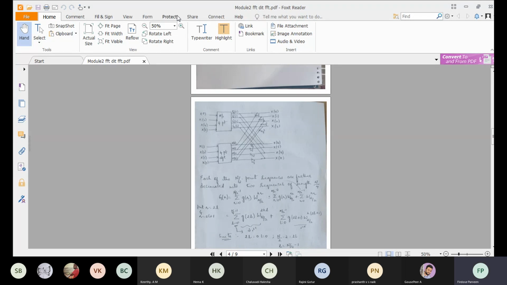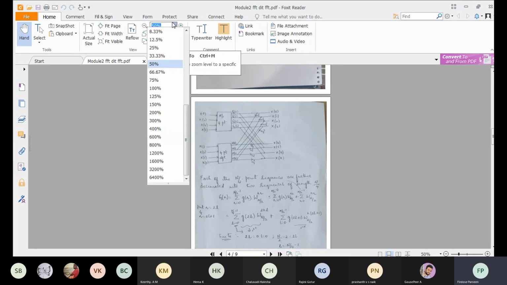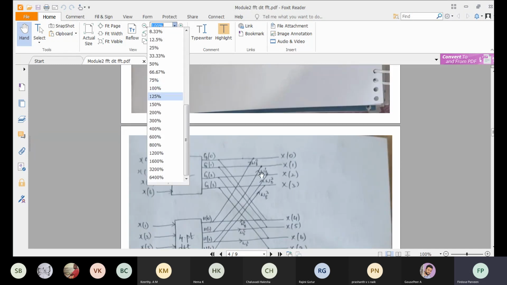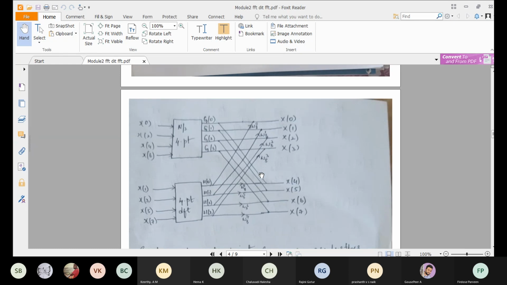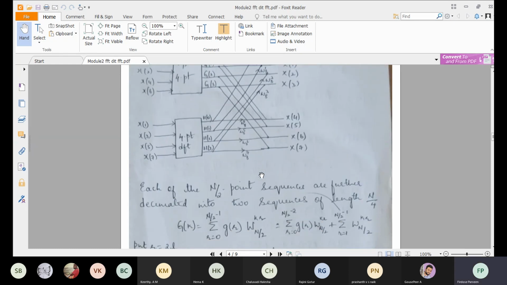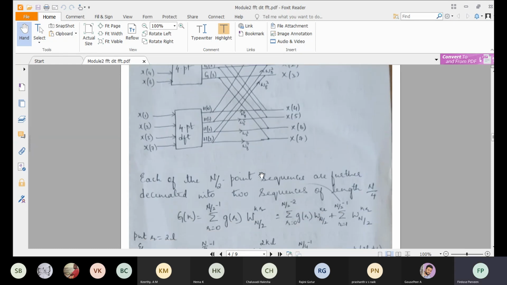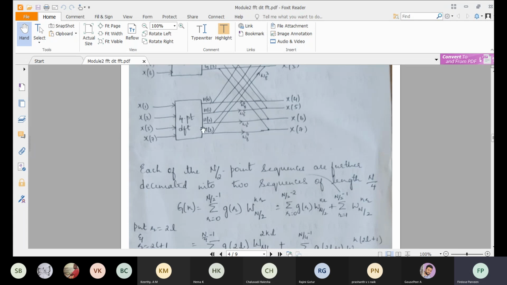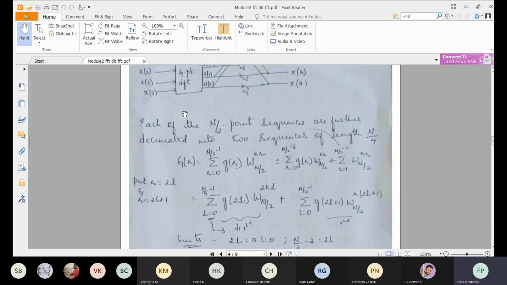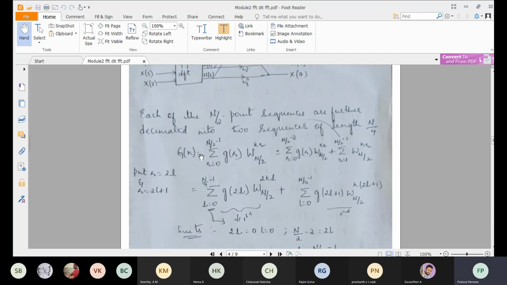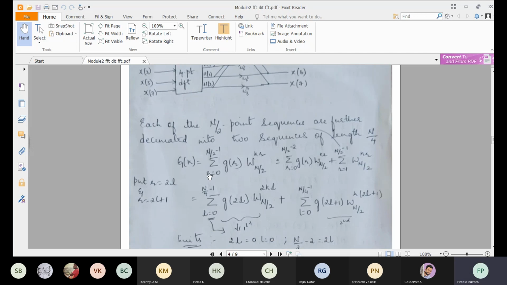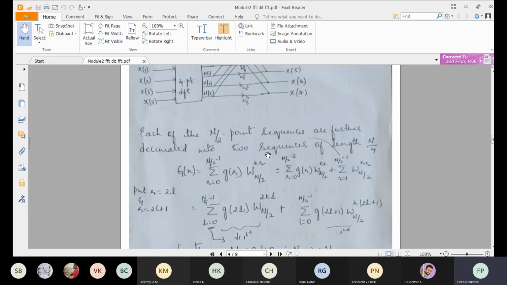Suppose you are having an 8 point DFT. You will be decimating that into 4 point and 2 point. So like this, now each of the n by 2 point sequences are further decimated, into the next n by 4. For that, g of k we know is equal to summation r equal to 0 to n by 2 minus 1, g of r, W n by 2 to the power of k r, from the above.